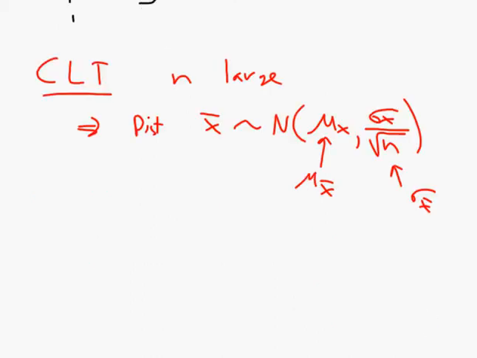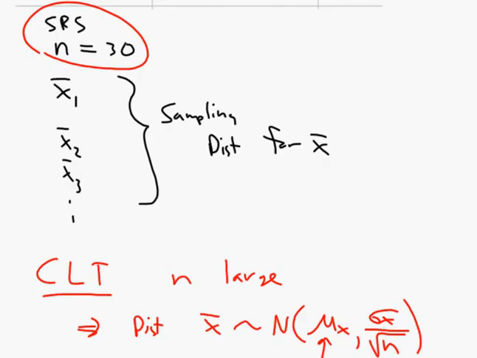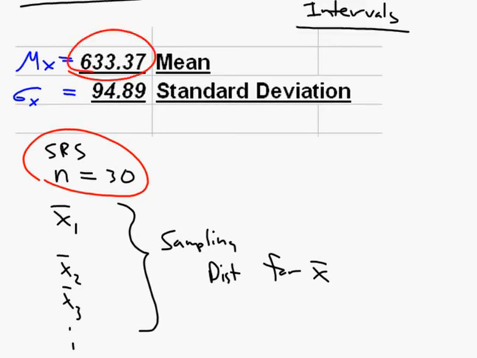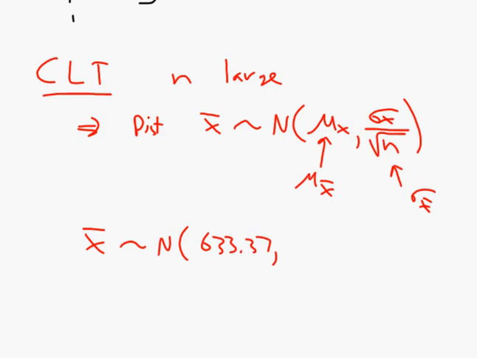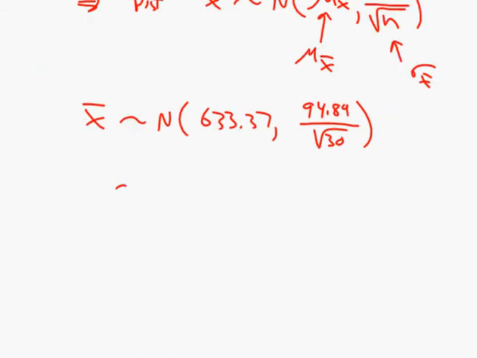So in our specific example, what we can say is X bar is normally distributed with a mean of 633.37. I'm getting that from right here. And then keep a note of that number, 94.89. A standard deviation of 94.89 divided by the square root of 30, which turns out to be about 17.32.